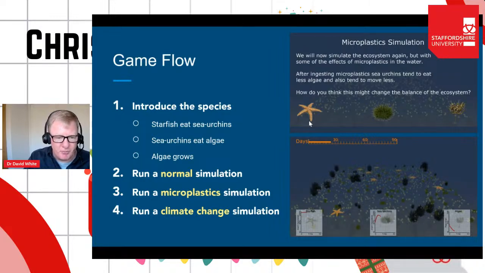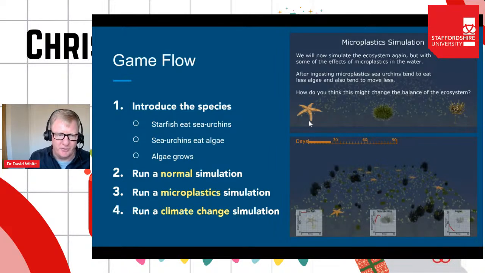We ran a microplastic simulation, and what happens there is that the sea urchins consume microplastics, and when they do that, it fills up their stomachs with plastic, and they don't feel the need to eat, and so they don't eat the algae, and then they tend to starve and die. And then we ran a third simulation, and it was simulating climate change.